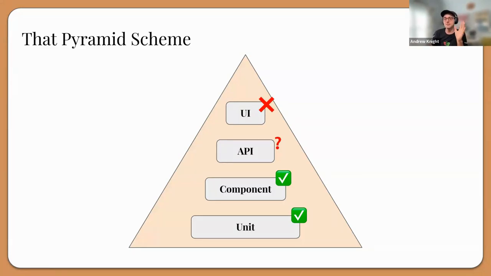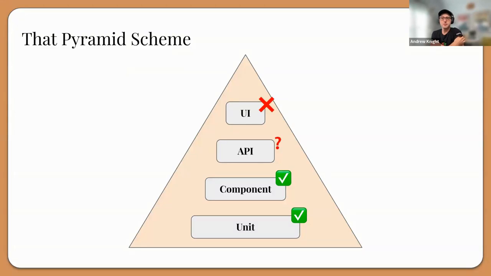it was a way to frame your testing strategy to help you focus on getting the most value out of your tests. And the way the pyramid works is like this. You would stack your layers of tests from bottom to top, unit testing at the bottom, component testing next layer up, followed by API testing, and then UI testing would be at the top.